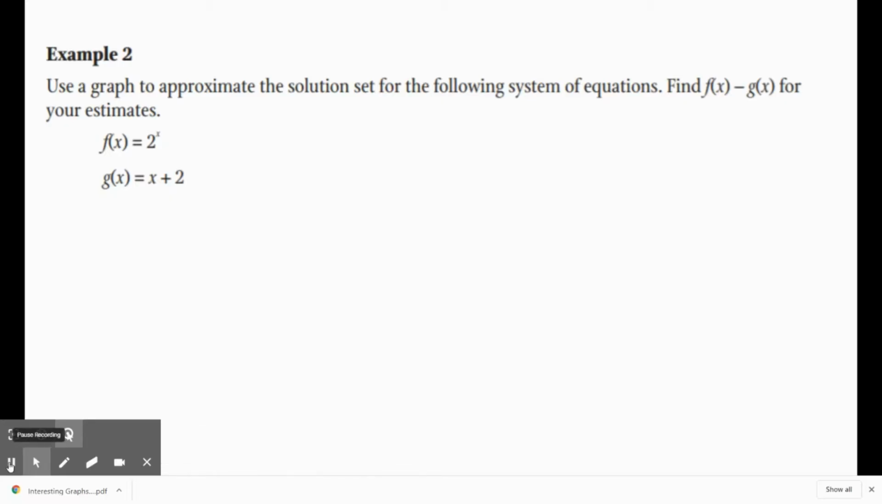Use a graph to approximate the solution set for the following system of equations. Find f of x minus g of x for your estimates. F of x is equal to 2 raised to the x power. G of x is equal to x plus 2.